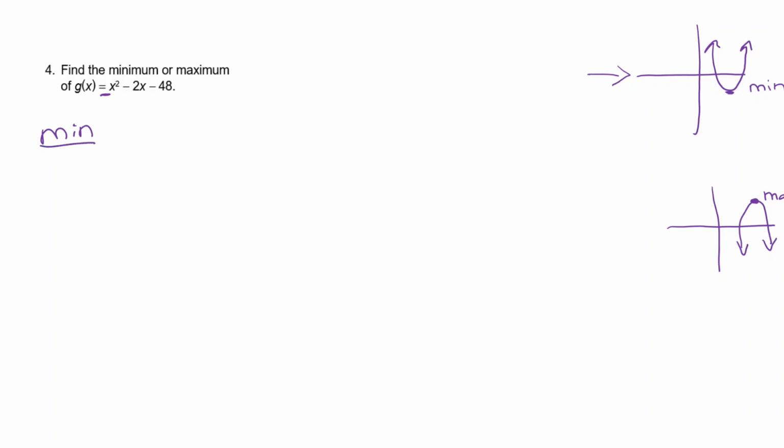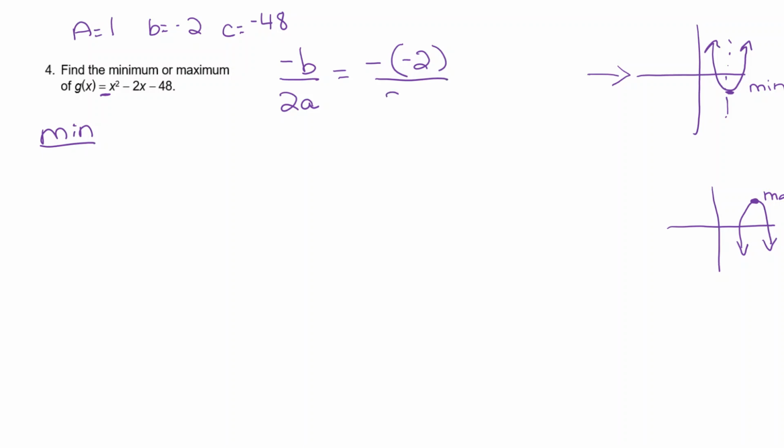And the minimum is going to be found at the vertex, okay? And that's the axis of symmetry. So let's use our equation to find our vertex, negative b over 2a. All right, so here I see that a equals 1, b equals negative 2, and c equals negative 48. So I'm going to go ahead and just fill into my equation here. It's going to be negative b, which is negative 2, over 2a, which is 1.